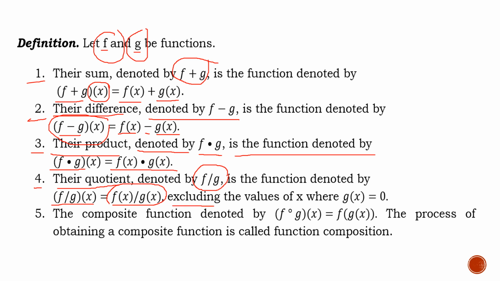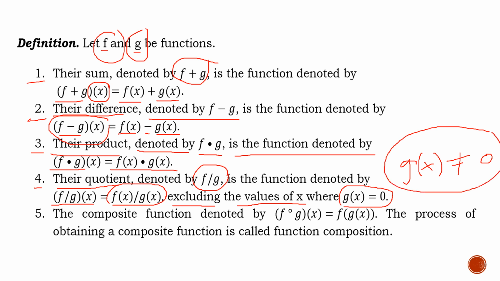We need to exclude the values of x that make g of x equal to 0, because we really need to make sure that g of x, your denominator, is not equal to 0.